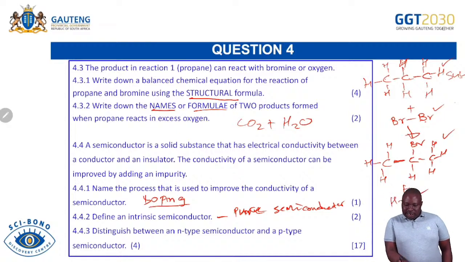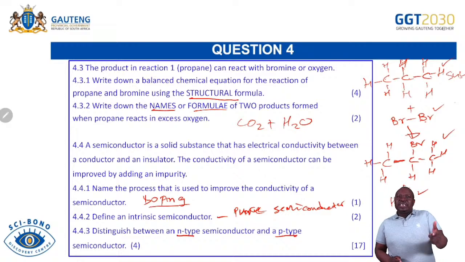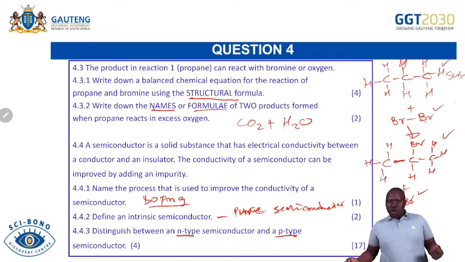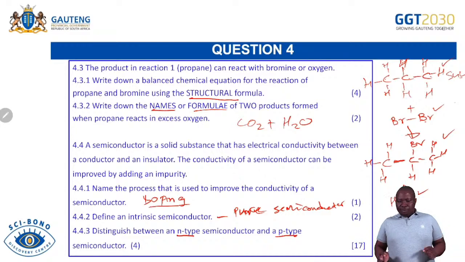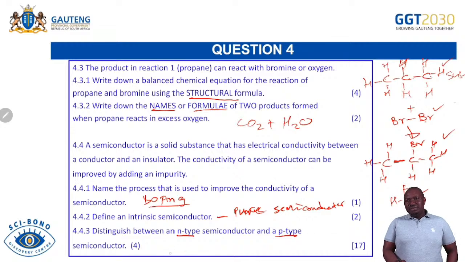Distinguish between N-type and P-type. So N from the word negative and P from the word positive. You have to know that if it's an N-type, it means we have excess electrons. Remember, electrons are negatively charged, so the N there must remind you it is negative type. It means we have some more electrons. And then the P type. So they say distinguish between them.